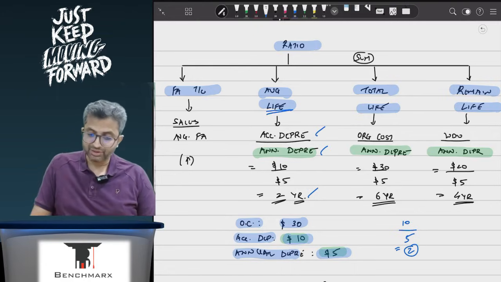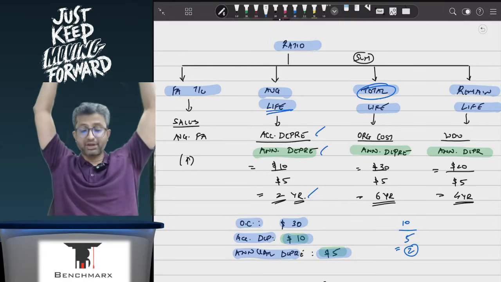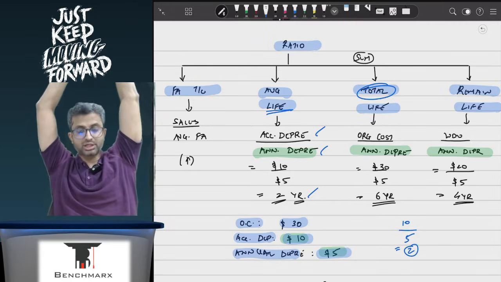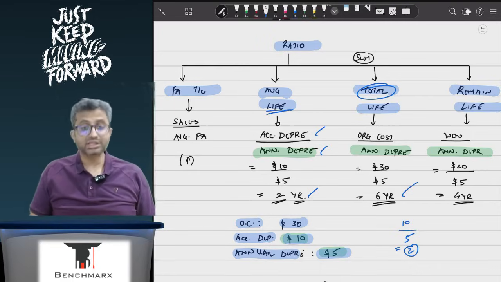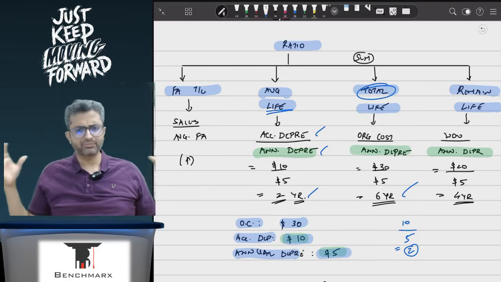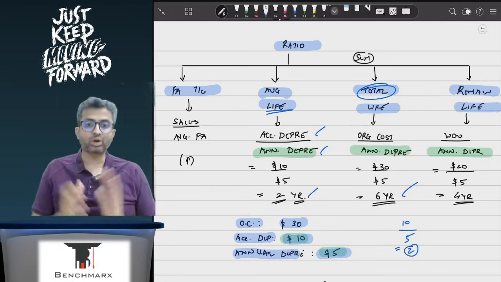Second is total life. Forget how much life has gone by or how much is remaining, what is the total life? In which case you take the original cost, let's say $30, divided by annual depreciation. So $30 divided by 5 will come to, let us say, 6 years. We'll say total cost is 30. Every year 5 is going out, and hence 6 years. It will become 0, so your total life is 6 years.